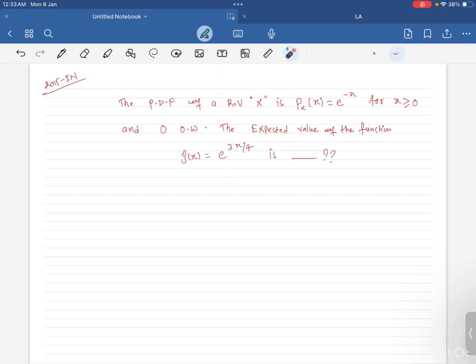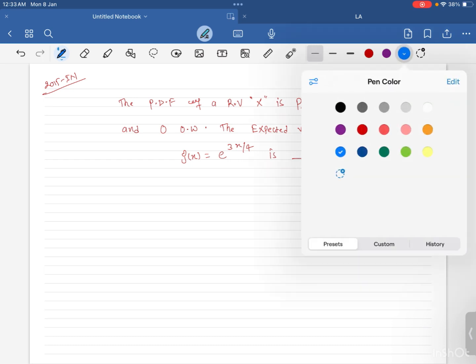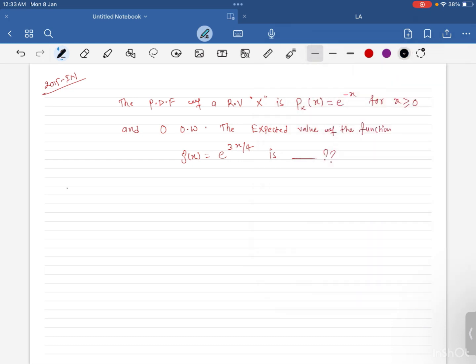So the point is how you find the expected value. The expected value of x is the integration from minus infinity to infinity of x times the density function, right? Now let's suppose that instead of x it is a function. How are you going to take the expected value of this function?